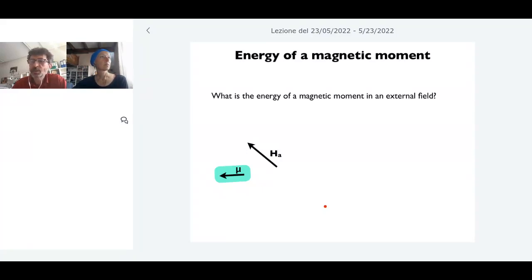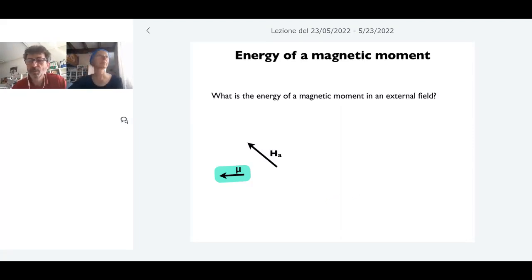And then we have some external field generated by our solenoids or whatever. So this is my question. This is the question for us. What is the energy of a magnetic moment in an external field?